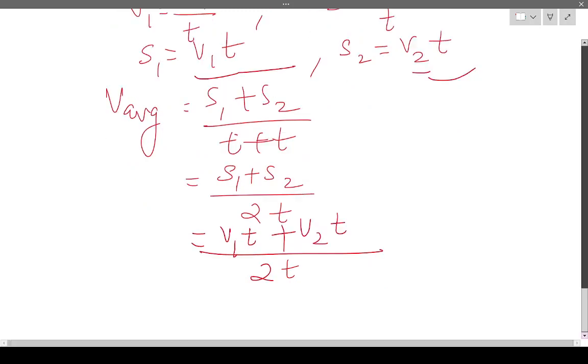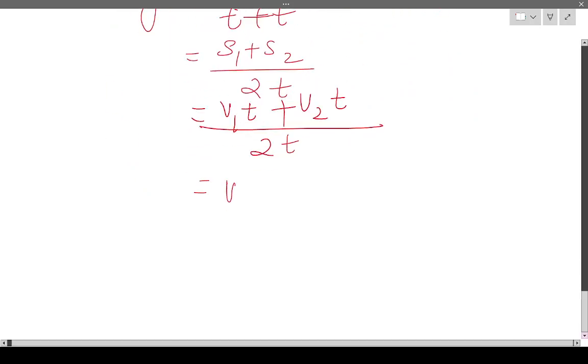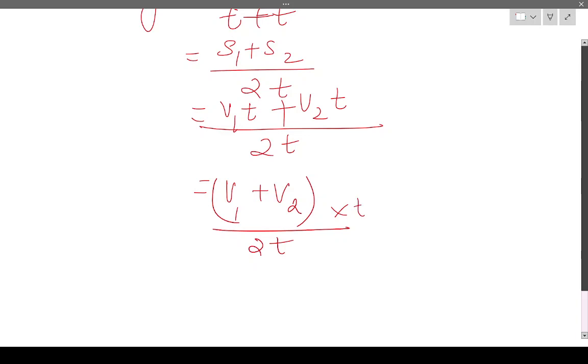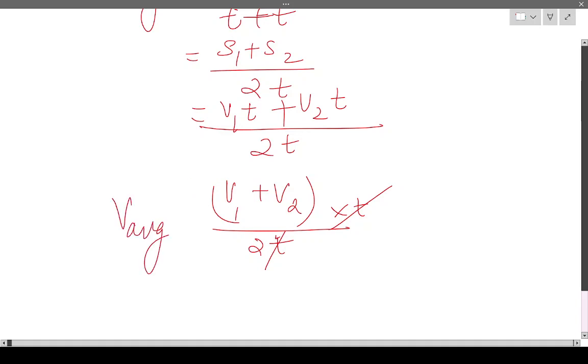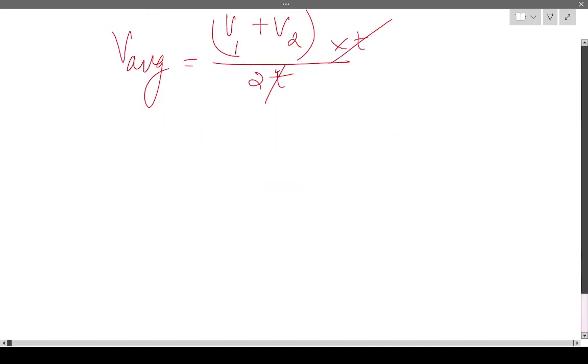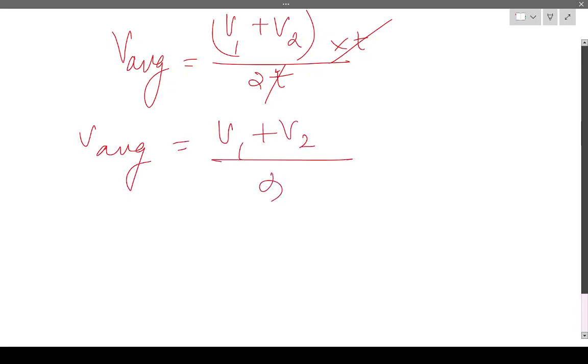So what is it? This is going to be t times v1 plus v2, divided by 2t. So t cancels, t cancels. So this is going to be v average. Okay. So v average is equal to v1 plus v2 by 2. Now, what is this? It is nothing but the average of two numbers. Okay. So when you are covering equal time intervals, then you can go with the simple average.